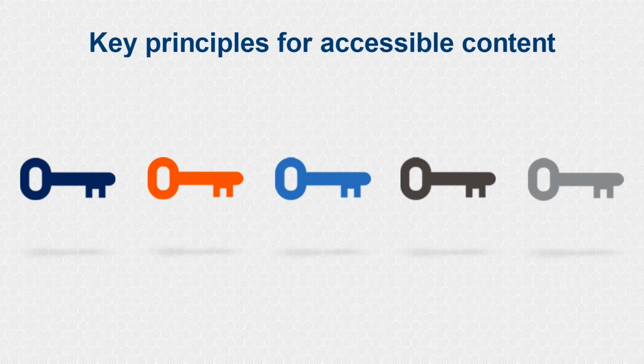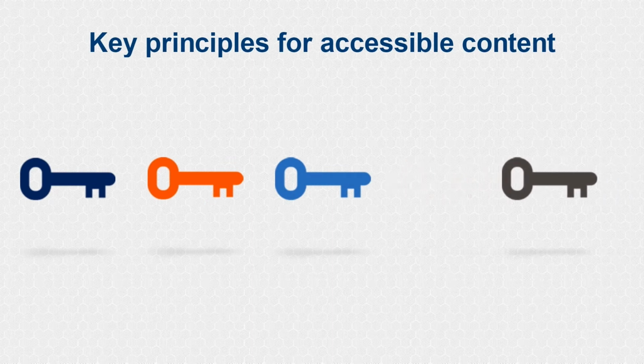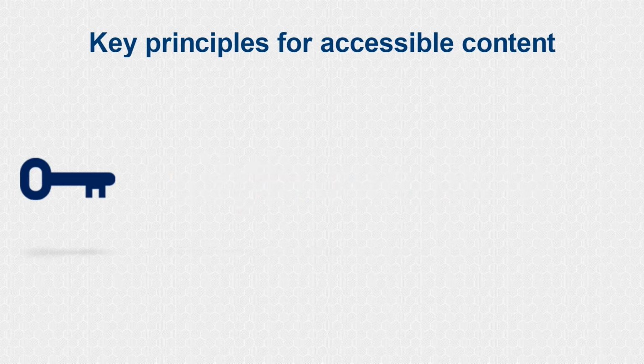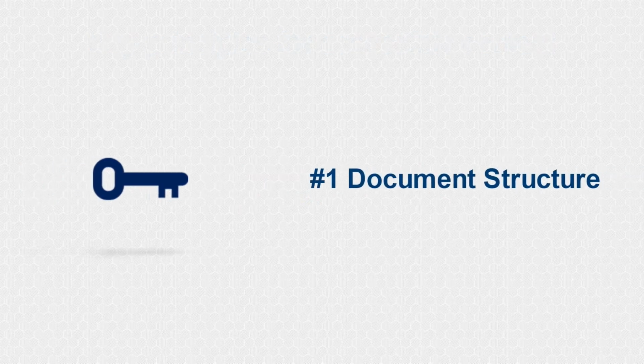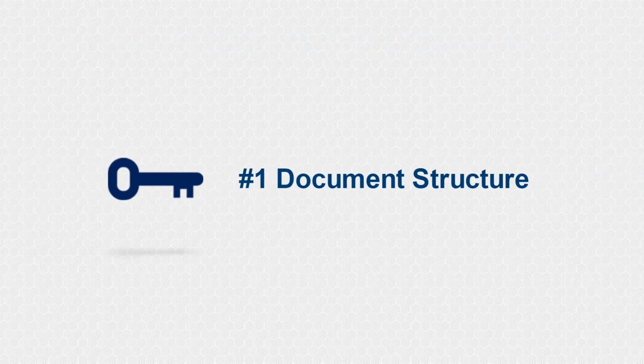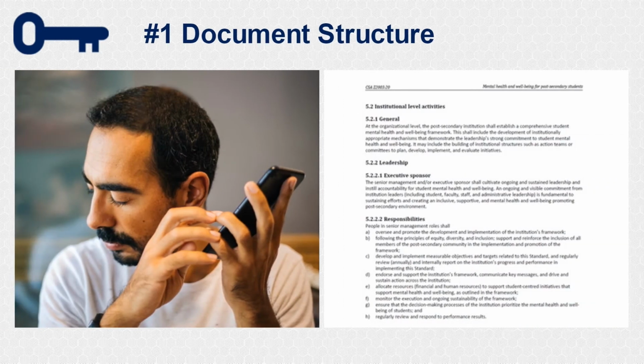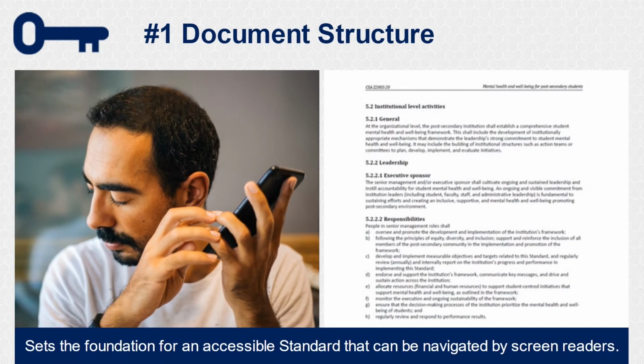There are several key principles for making our standards accessible. Let's review the ones that apply to the people creating our standards content. First, follow our document structure guidelines, including the use of headings at every clause level. This sets the foundation for an accessible standard and is important to provide the map of the document so it can be navigated by screen readers.